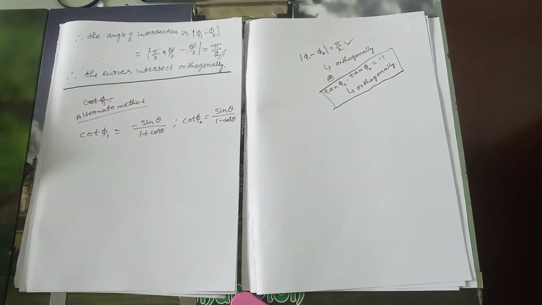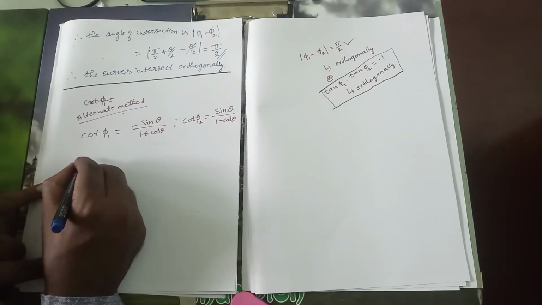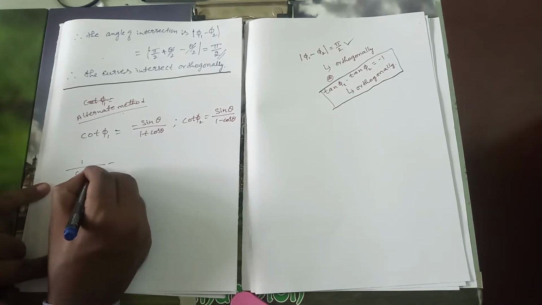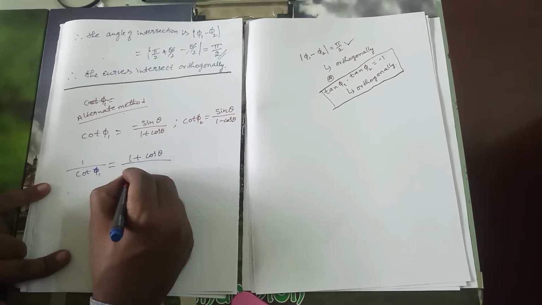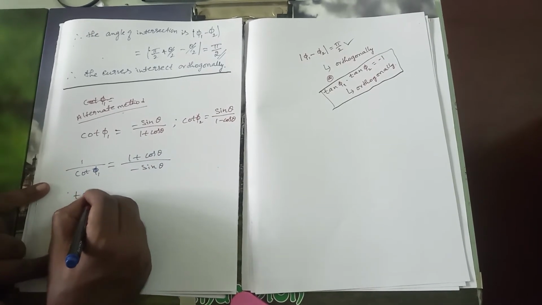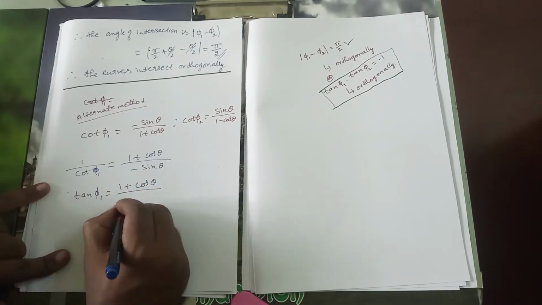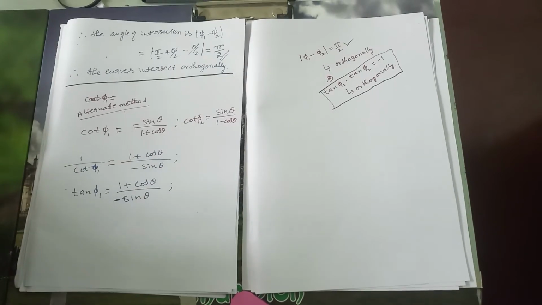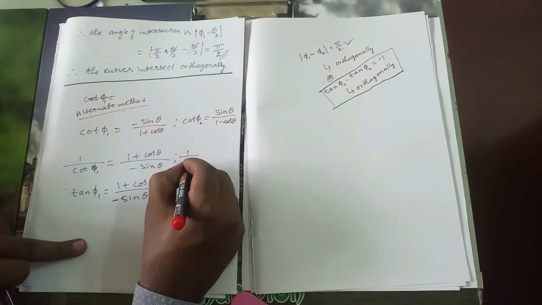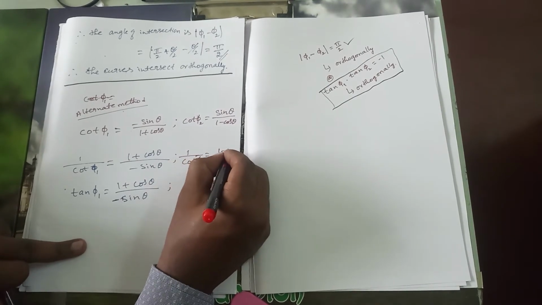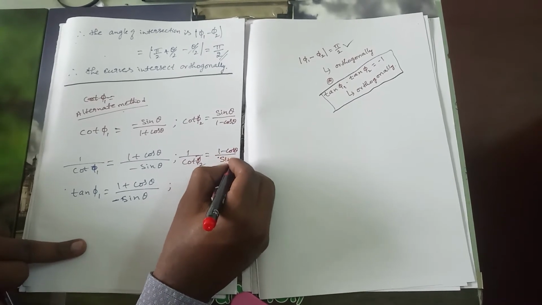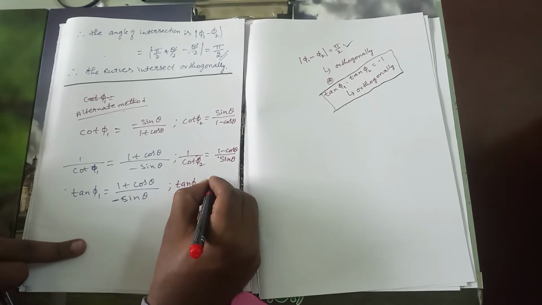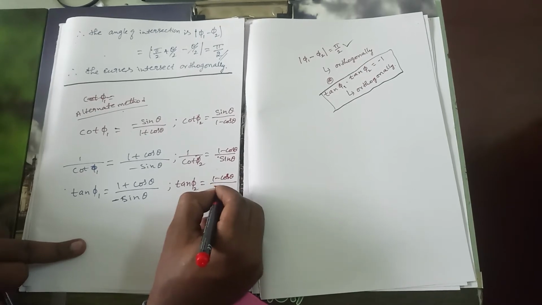So I want to use this formula, right? You want tan here, so take the reciprocal: 1 over cot phi 1 equals 1 plus cos theta divided by minus sin theta. So tan phi 1 equals 1 plus cos theta divided by minus sin theta. And for cot phi 2, 1 over cot phi 2 equals 1 minus cos theta divided by sin theta. So tan phi 2 equals 1 minus cos theta divided by sin theta.